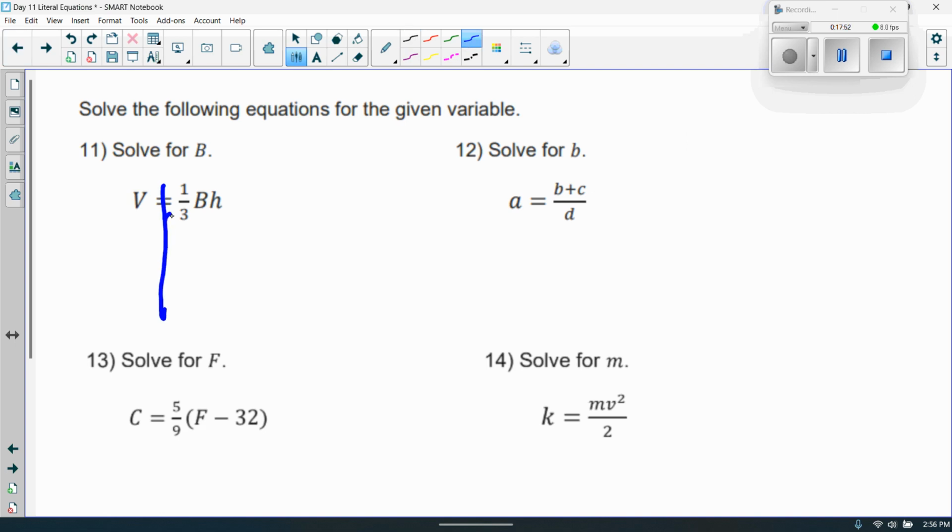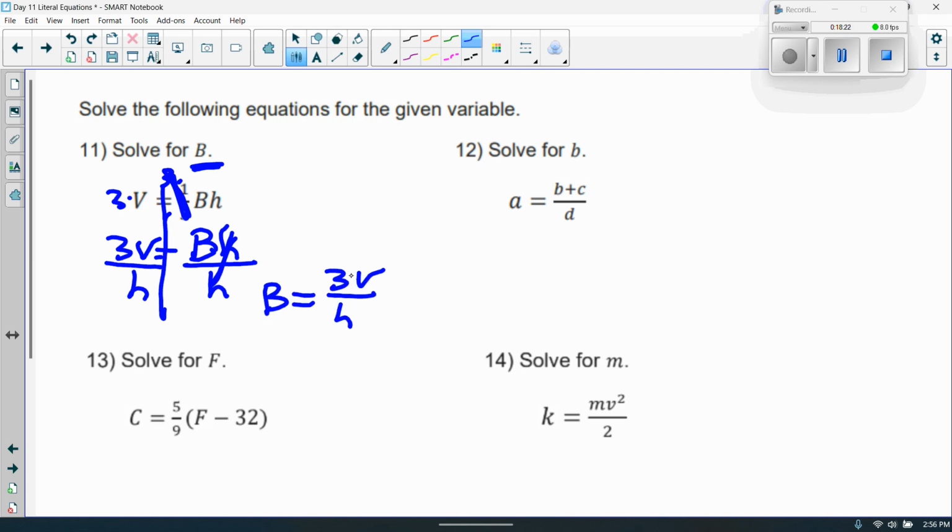So 1/3 BH. We're solving for B. So that means we got to get rid of the third and the H. First attack the number, the fraction. So if it's 1/3, multiply both sides by 3. So you get 3V. That cancels out, and you're left with BH. We're solving for B, so we got to get rid of the H. So if you're multiplying by H, divide by H, and you're left with B equals 3V over H. There's your answer.